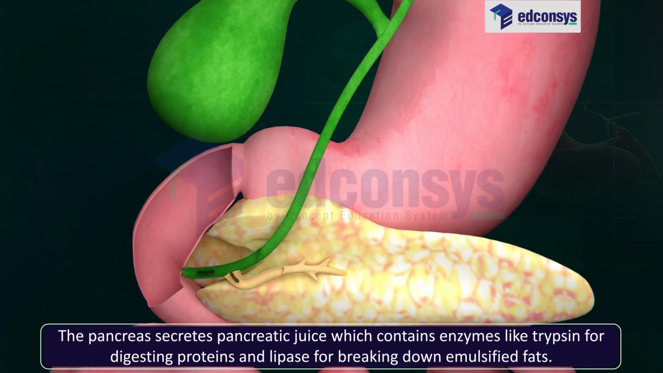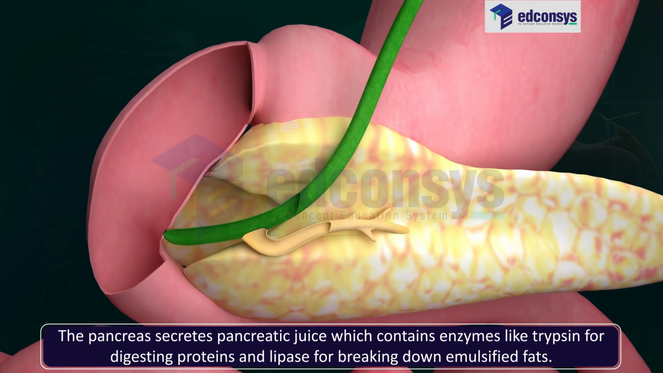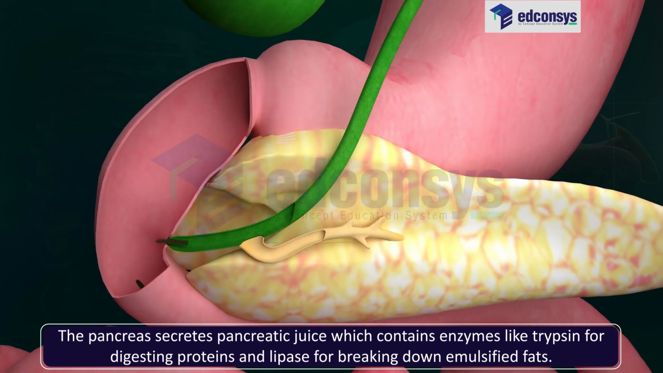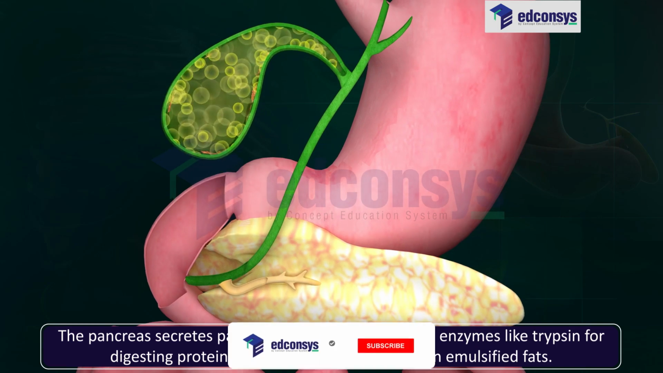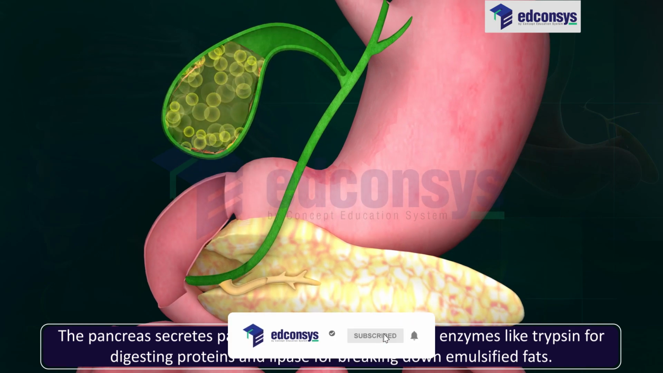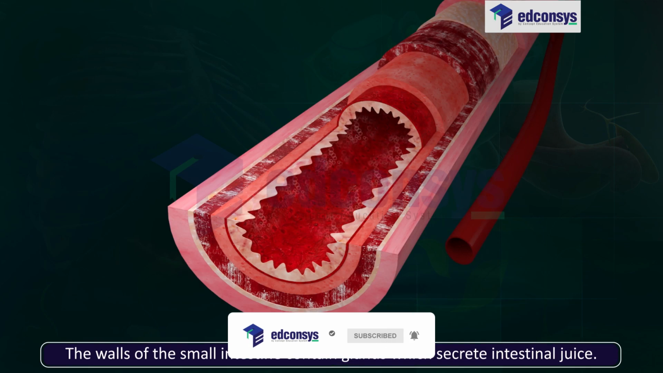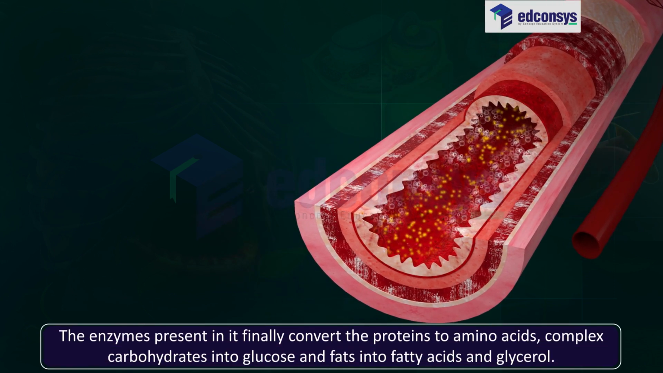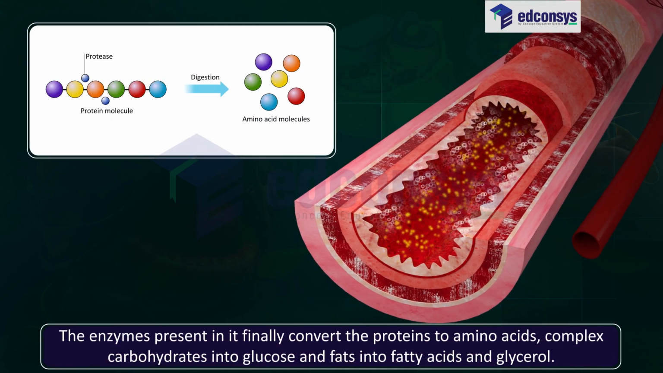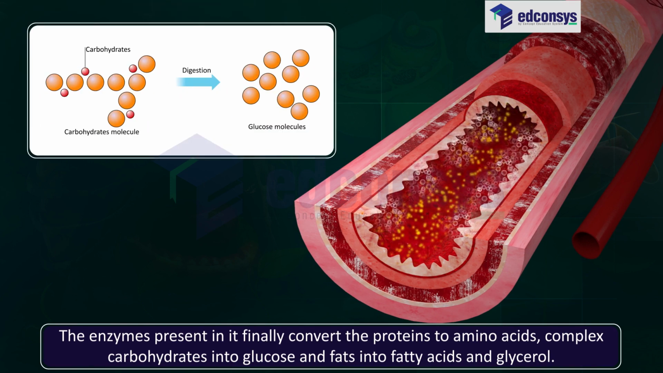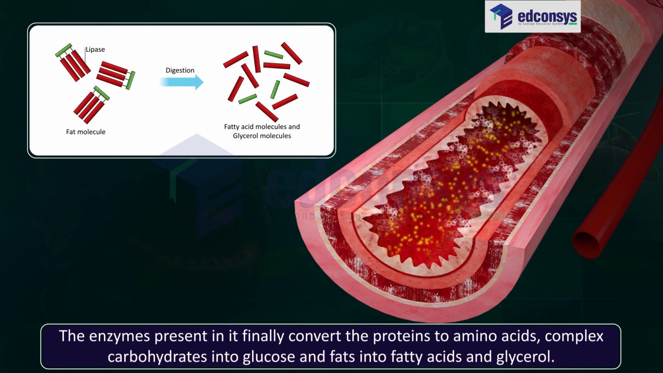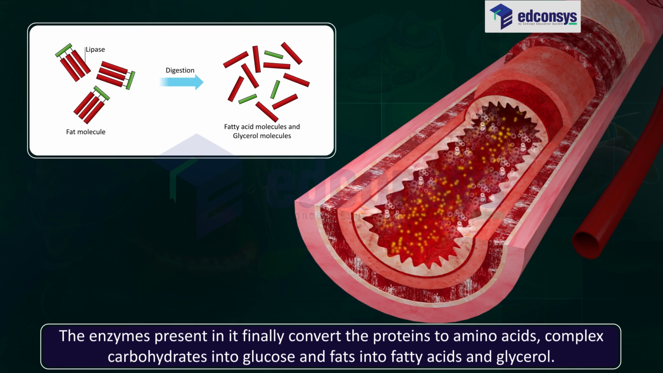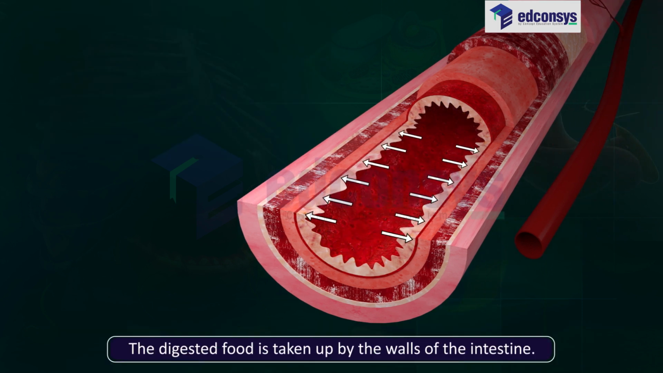The pancreas secretes pancreatic juice, which contains enzymes like trypsin for digesting proteins and lipase for breaking down emulsified fats. The walls of the small intestine contain glands which secrete intestinal juice. The enzymes present in it finally convert the proteins to amino acids, complex carbohydrates into glucose, and fats into fatty acids and glycerol. The digested food is taken up by the walls of the intestine.